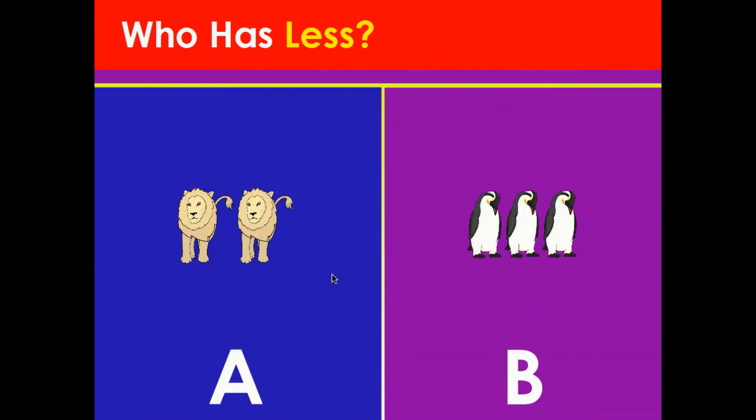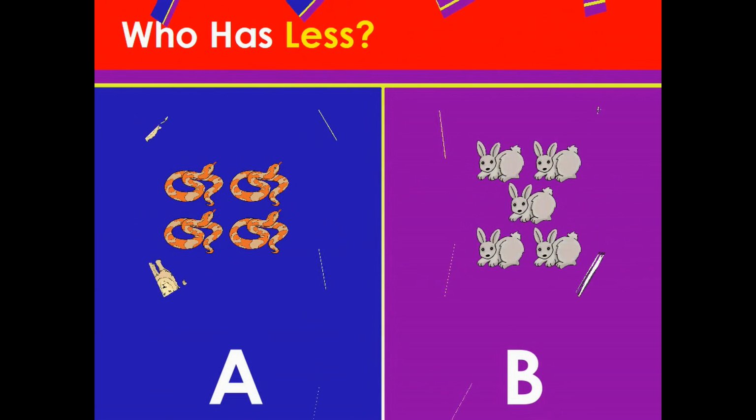Again, from these two, who has less? A or B? A, right? A has less animals than B. Again here, who has less? Here you have 4 snakes, here 5, so A has less animals than B.